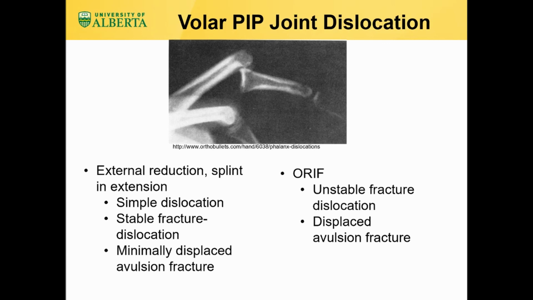Simple volar dislocations and stable fracture dislocations involving less than 40% of the articular surface can be treated non-surgically with reduction via longitudinal traction and extension splinting for 2 to 3 weeks, followed by protected range of motion.